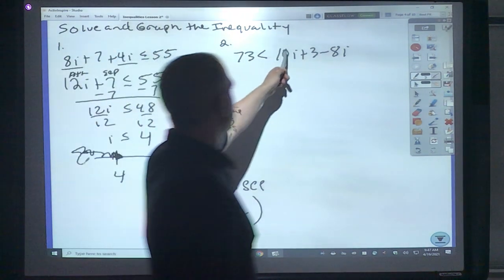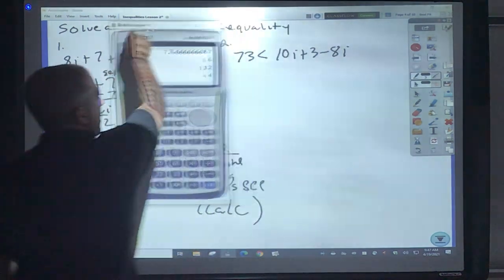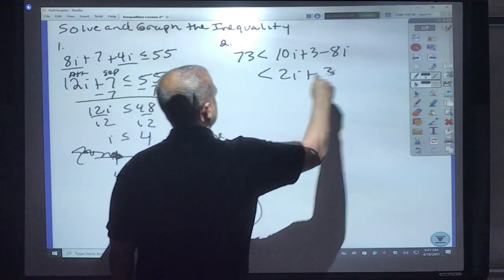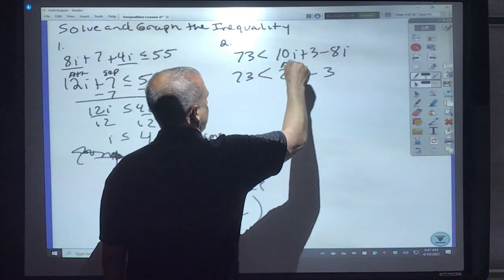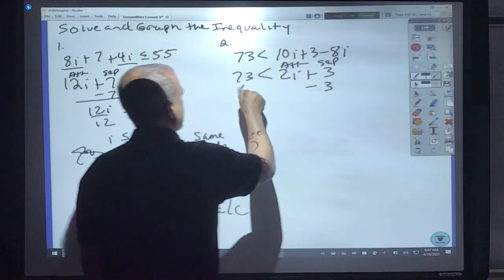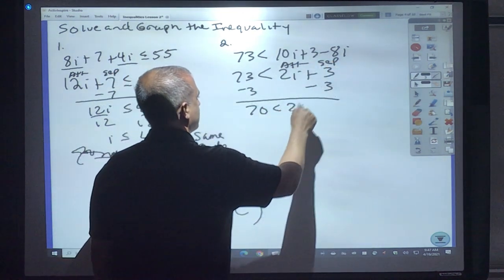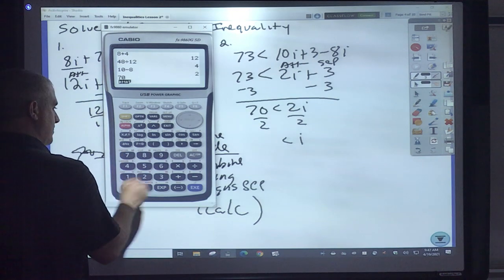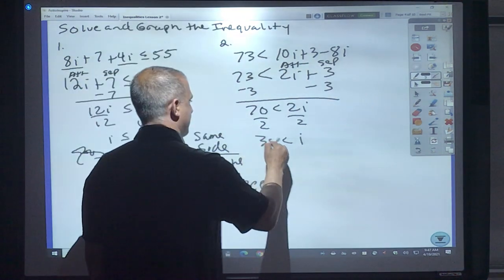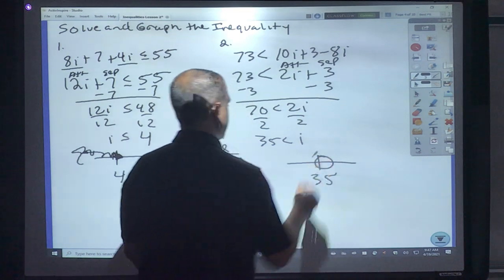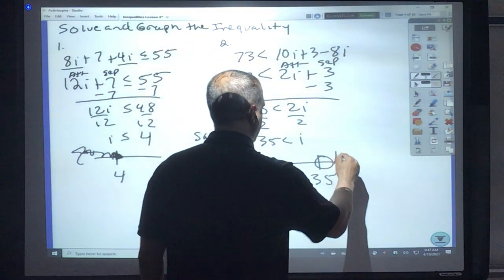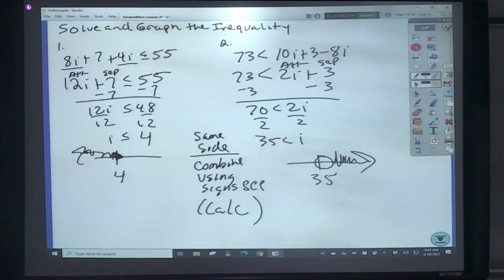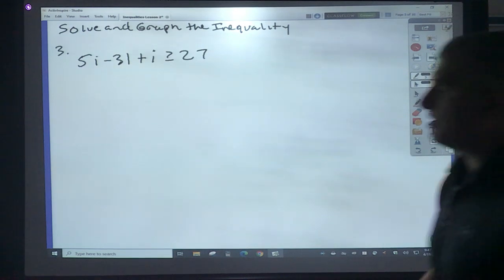Okay, this one I do 10 minus 8. Once again, all calculator, 10 minus 8. I'm not writing any of that down. So I got 2i plus 3 greater than 73. Now this is attached and separated. So I subtract 3, 70 is less than 2i. Divide by 2. I is going to be greater than 70 divided by 2, which is 35. Open circle on 35. Okay, it's eating the I, shade to the right.